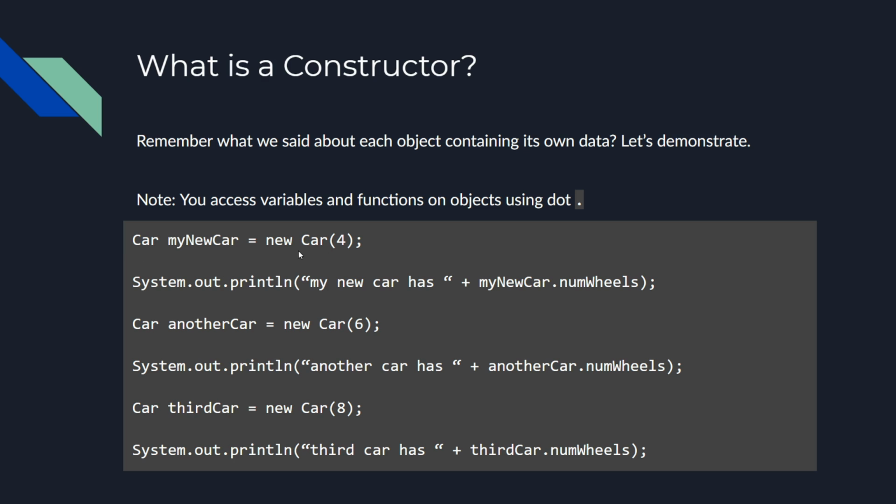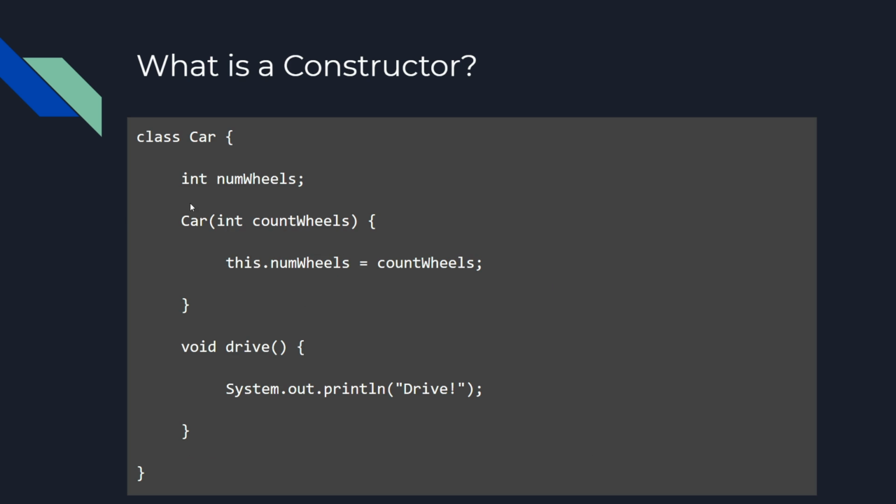When I create this new car object, remember this is executing the constructor. That's what we said previously. And I'm passing in the number 4 as a parameter. So what happens is, in our constructor function, count wheels gets set to 4. Okay, so count wheels is now 4. And then the new object's num wheels property gets set to that number 4.